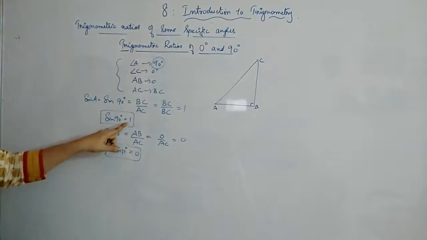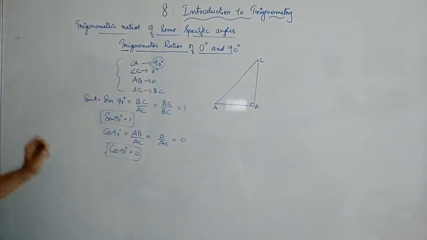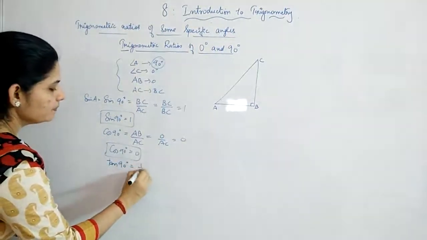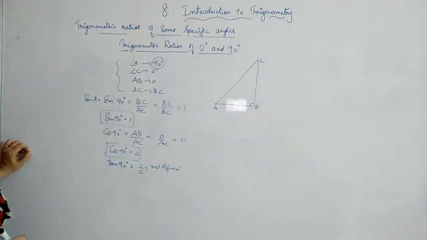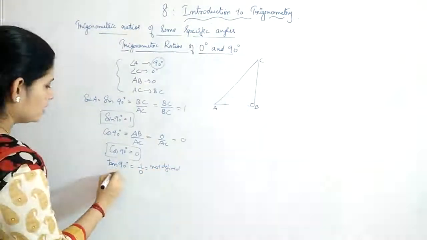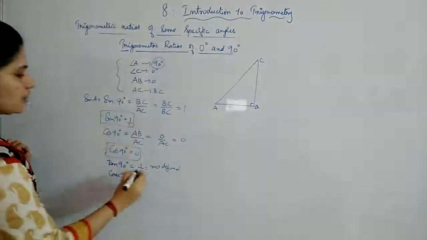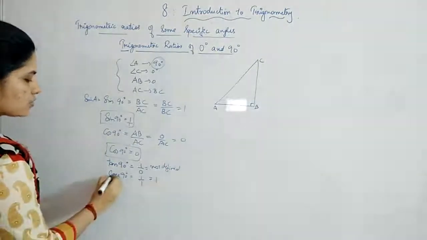Now, when you get these two values, you can find out all the remaining ones related to these. Tan will be the division of these two, that is 1 by 0. 1 by 0 is infinity, or you can say not defined. So tan 90 is not defined. Next is cosec 90. Sine 90 is 1, and the reciprocal of it is also 1. So you are getting cosec 90 to be 1.